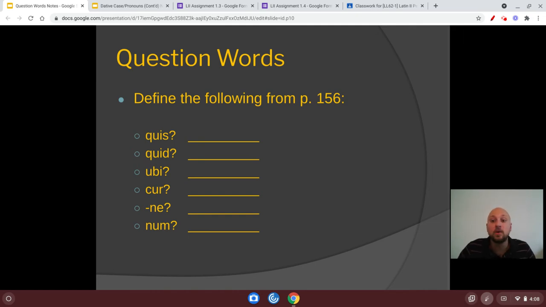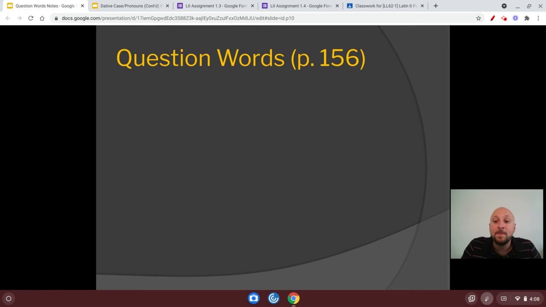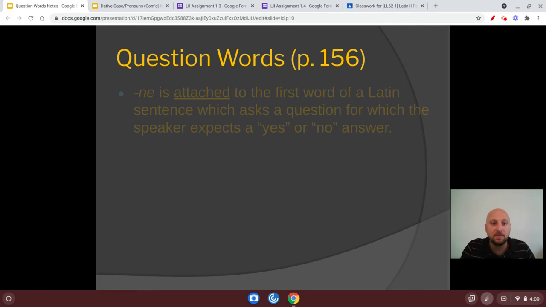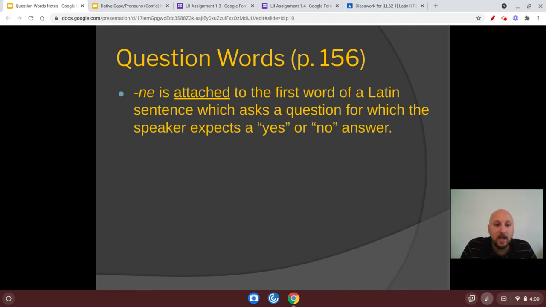Now, this is something that we're going to go over again towards the middle of the Latin 2 book, just going over here in stage 11 the basics of it, almost like a foundation, so that when we get to that point, you could just say, oh, hey, we kind of did this already. So again, the quis, quid, ubi, and cur, it's just as simple as defining them. I'll leave that up to you. But let's talk about ne and num.